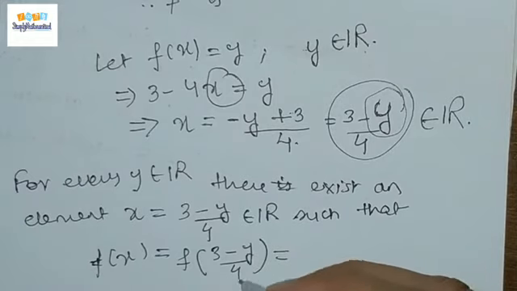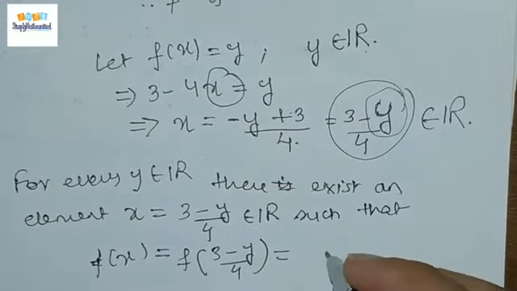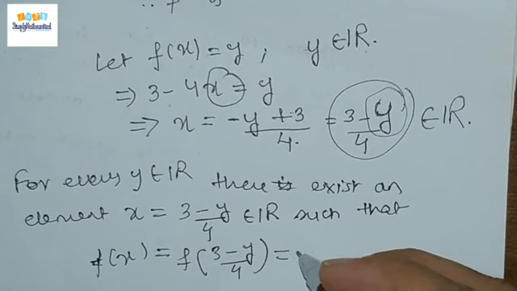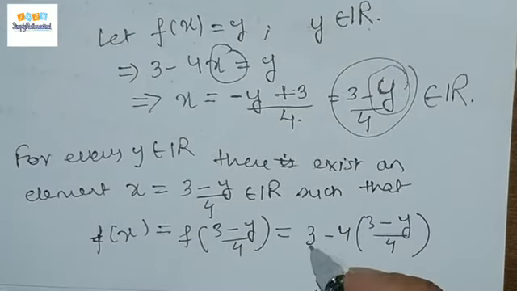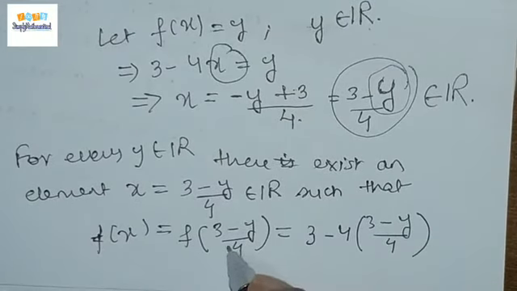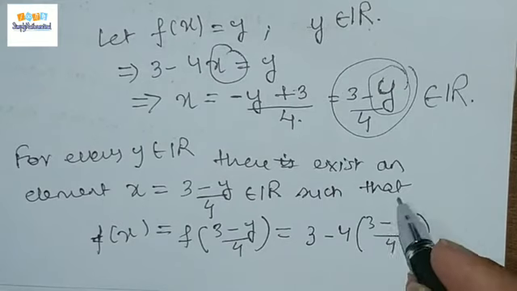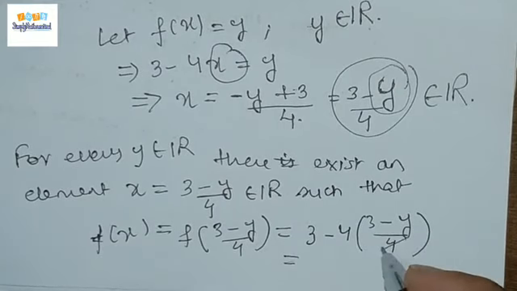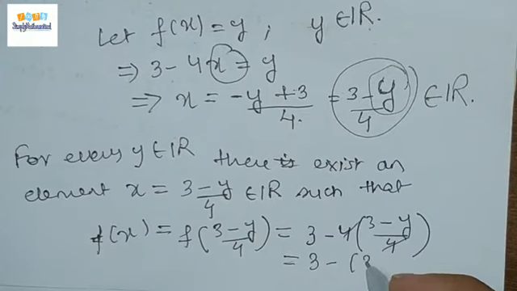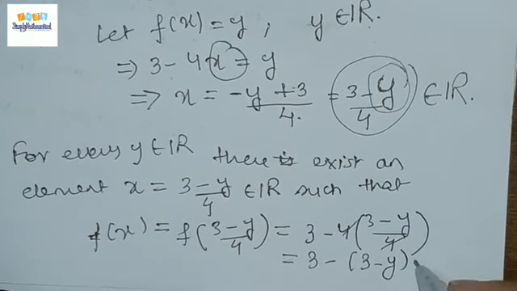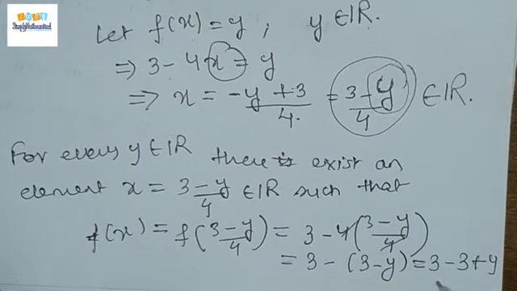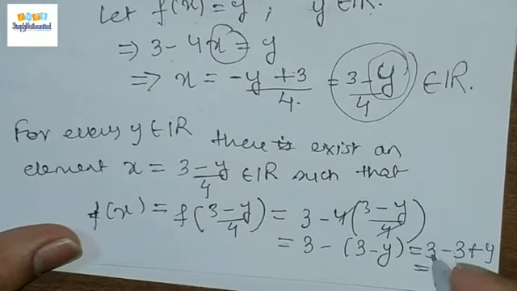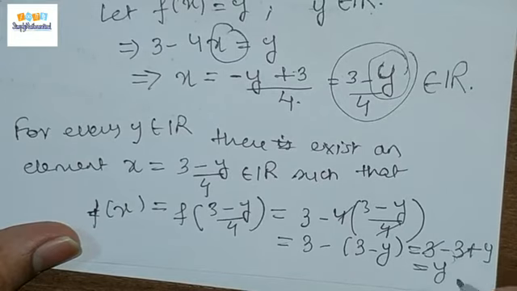We have to substitute x now in the function. x is (3 minus y)/4. So you will get 3 minus 4 times (3 minus y)/4. The function was 3 minus 4x, and x is equal to (3 minus y)/4, so we are substituting that for x here. This 4 and 4 will get cancelled. You will get 3 minus of bracket 3 minus y, which is 3 minus 3 plus y. The 3 and minus 3 will get cancelled and you will get y.